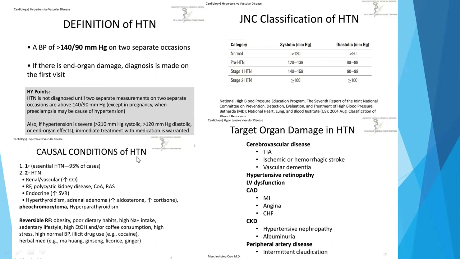The causal conditions of hypertension: it may be primary or essential hypertension in 95% of the cases, or it may be secondary. It can be due to renal or vascular causes, such as polycystic kidney disease or renal artery stenosis. It can be due to endocrine causes, such as hyperthyroidism and adrenal adenoma, which can increase aldosterone and increase cortisol. Also due to pheochromocytoma and hyperparathyroidism.